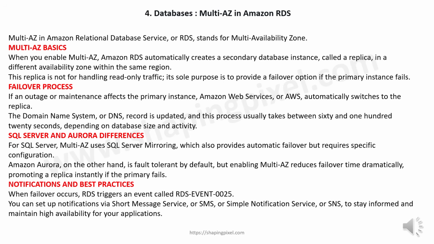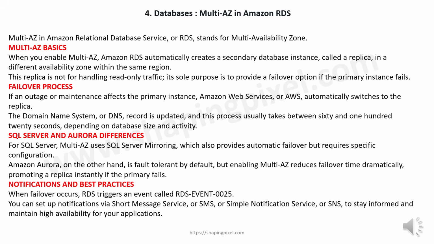Multi-AZ, in Amazon Relational Database Service, or RDS, stands for Multi-Availability Zone. This feature is all about resiliency and business continuity, ensuring your database remains available even if something goes wrong in one zone. When you enable Multi-AZ, Amazon RDS automatically creates a secondary database instance, called a replica, in a different availability zone within the same region. This replica is not for handling read-only traffic. Its sole purpose is to provide a failover option if the primary instance fails.